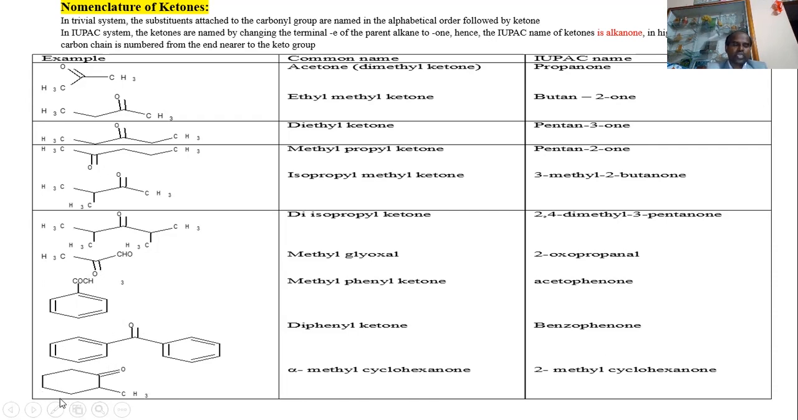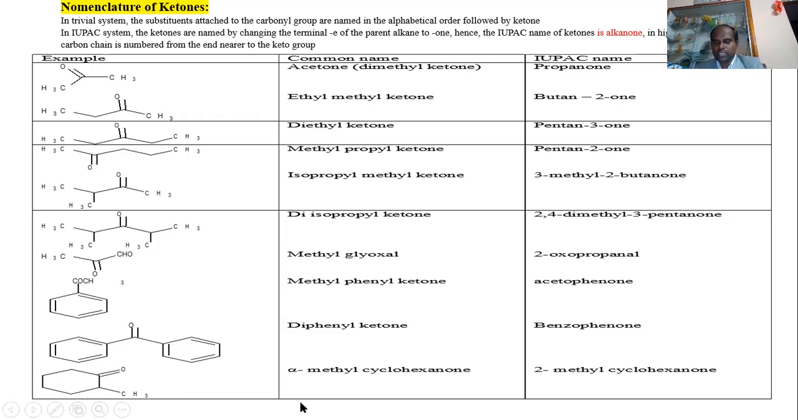And let's take one more example. Without methyl, it's called cyclohexanone. With methyl, it's called methylcyclohexanone, but we have to assign numbers. This will be 1, this will be 2. In the IUPAC system, we assign 1, 2. In the common name system, this carbon is alpha, this is beta, this is gamma, this is delta. So the methyl group is at the alpha position. Methylcyclohexanone is as per the common system, and 2-methylcyclohexanone is as per the IUPAC nomenclature.